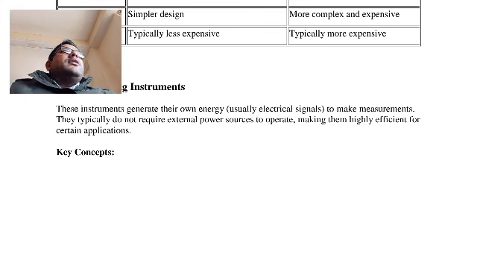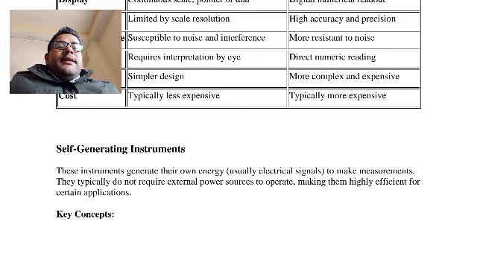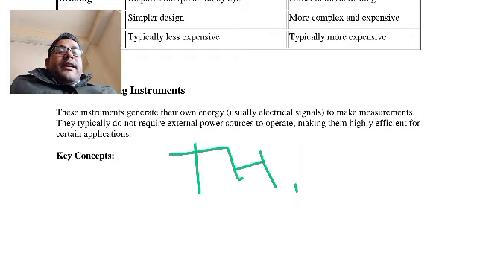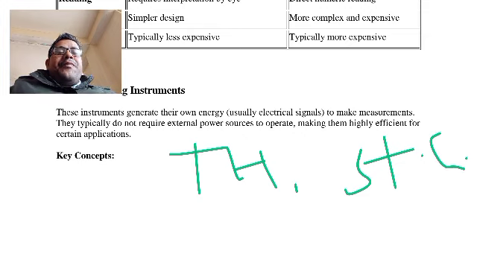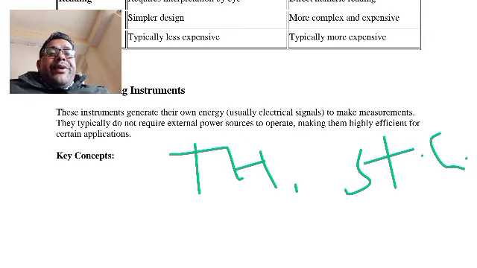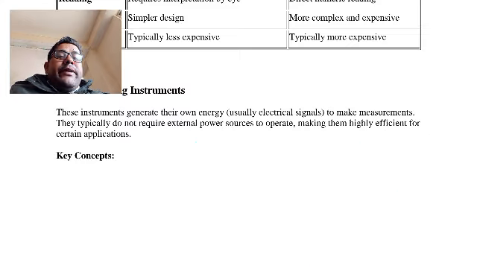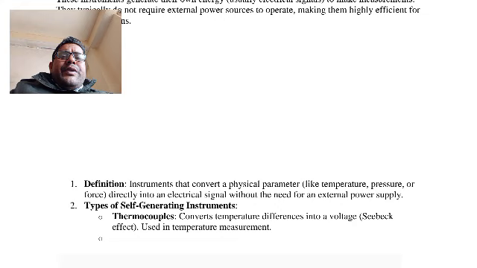Which instruments come in this category? For example, thermocouples (TH). Strain gauge (STG) also comes in this category. And piezoelectric materials (PZ) also come in this category. So three types of instruments generally come here. The definition: an instrument that converts a physical quantity, such as temperature, pressure or force, directly into an electrical signal without the need for any external power supply. We have discussed this point.